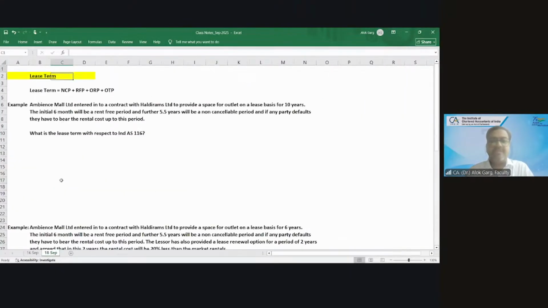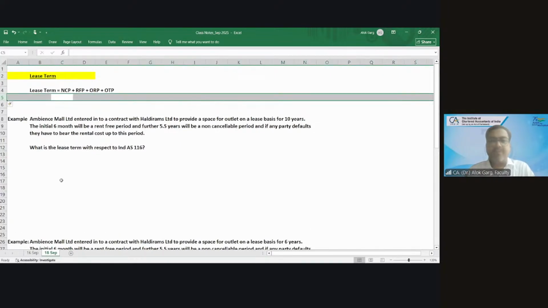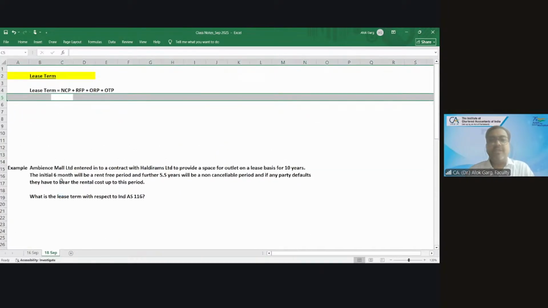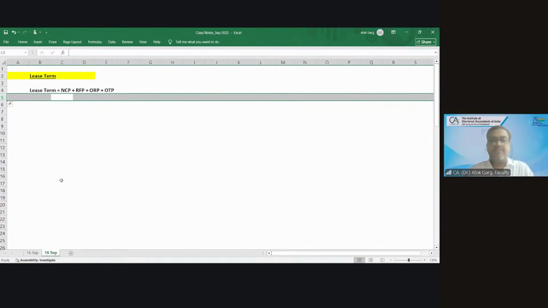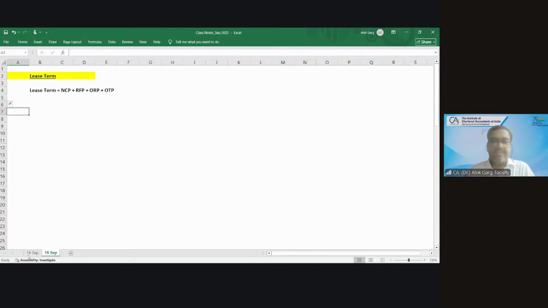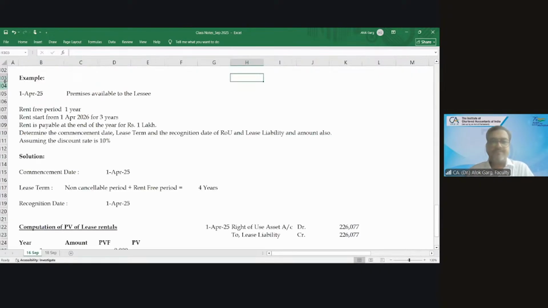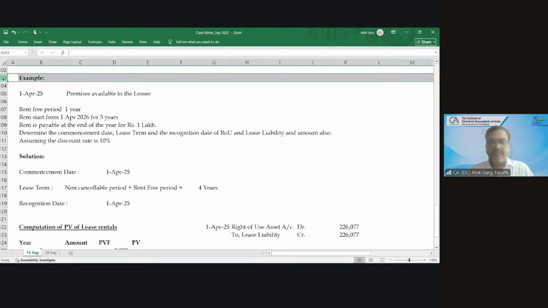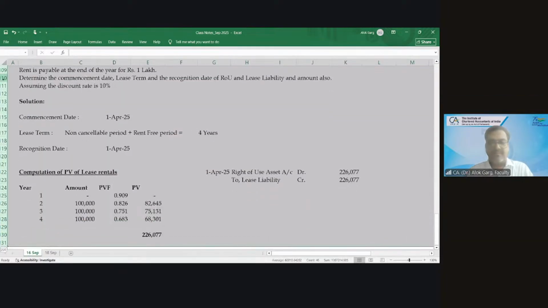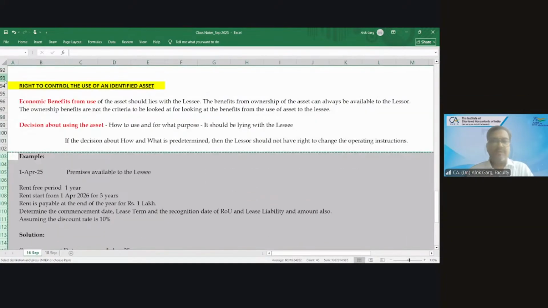So my dear friends, your lease term is equal to non-cancelable period plus rent-free period plus optional renewal period plus optional termination period. ये सही है? क्लियर है सबको? Yes, sir. Very much clear. Very much clear, sir.